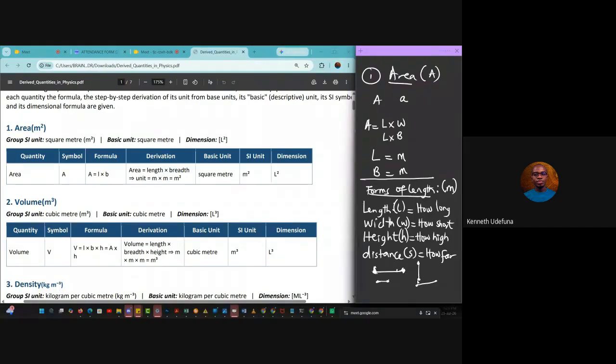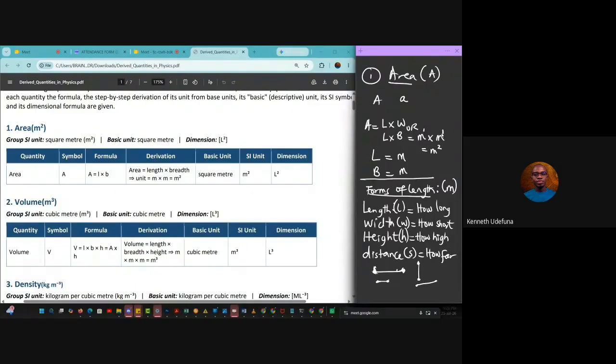All right, so now let's proceed to the next one. Since I've talked about area, we have that area is given as what? Length times width, or length times breadth. Length is measured in meter and breadth is also measured in meter. So meter times meter will give me meter squared, because this has power 1.